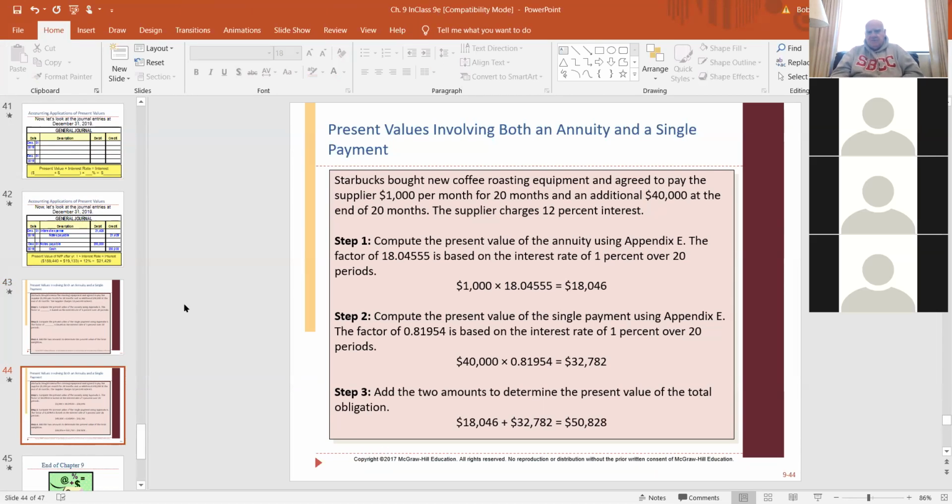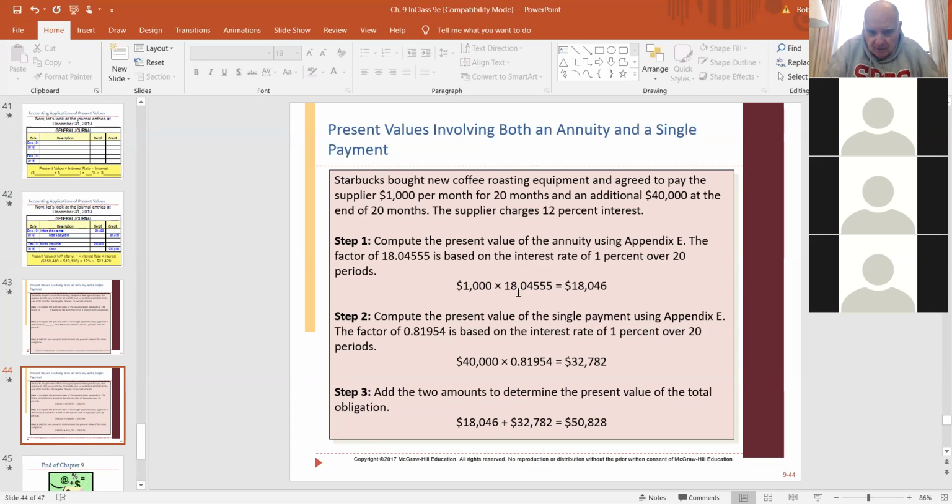If you do have a 1% column there, could you verify that 1% over 20 months converts to 18.0455 in the annuity table? Present value, 1%, 20 periods: 18.045. Yes. Thank God. You see it there now, Dominic? You see it there, everybody? That's what we need.